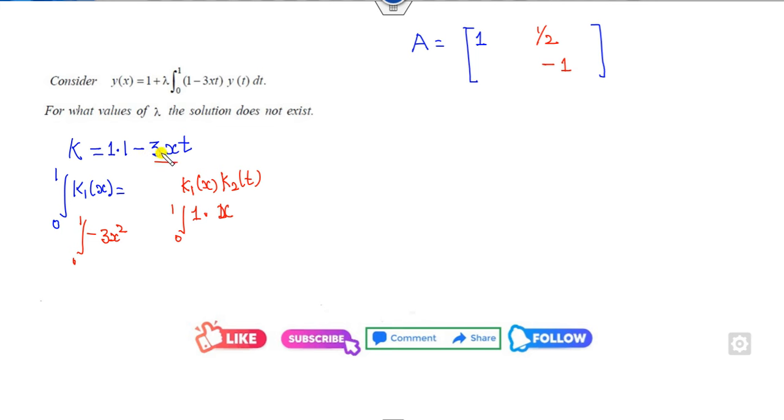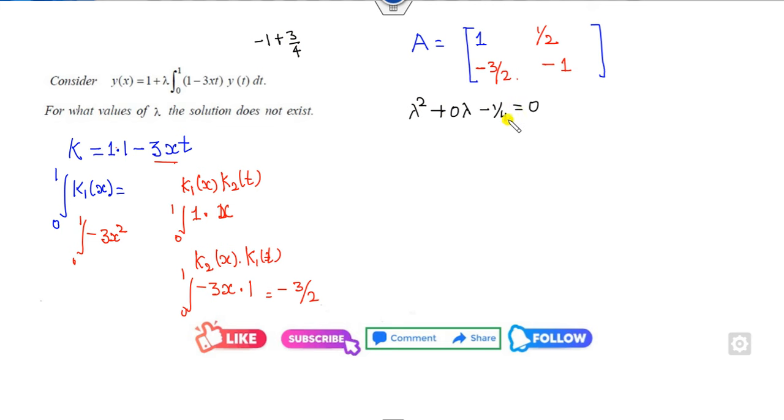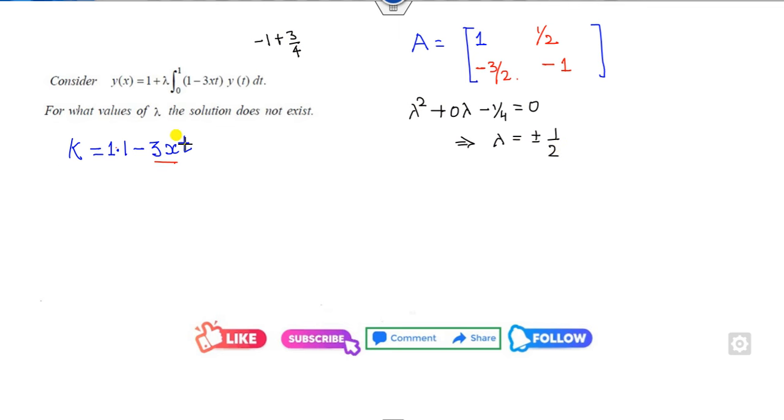Is it symmetric? Yes. So you can find it as k2 into k1. So what is the k2x? Minus, k1 is 1. So integration from 0 to 1 is minus 3 by 2. Fine. Now you can find the eigenvalues. Plus 0 is minus 1 plus 3 by 4 minus 1 by 4. So it means it's plus minus 1 over 2. So therefore, eigenvalues of this are plus minus 2.